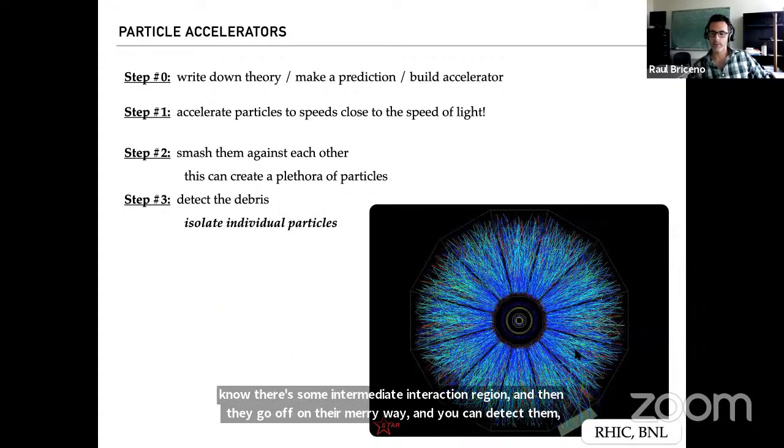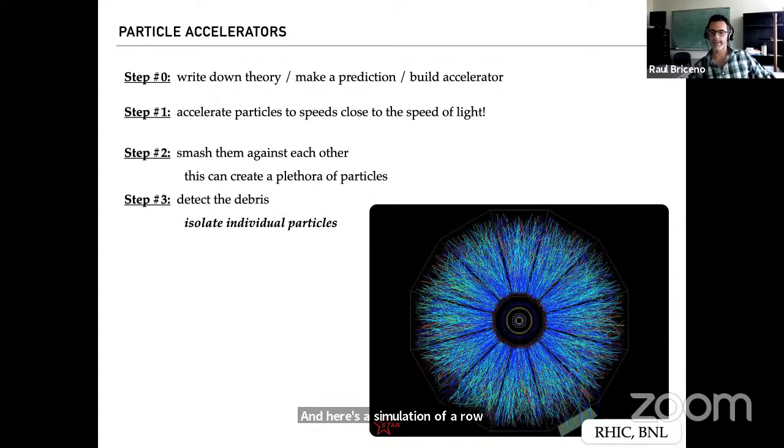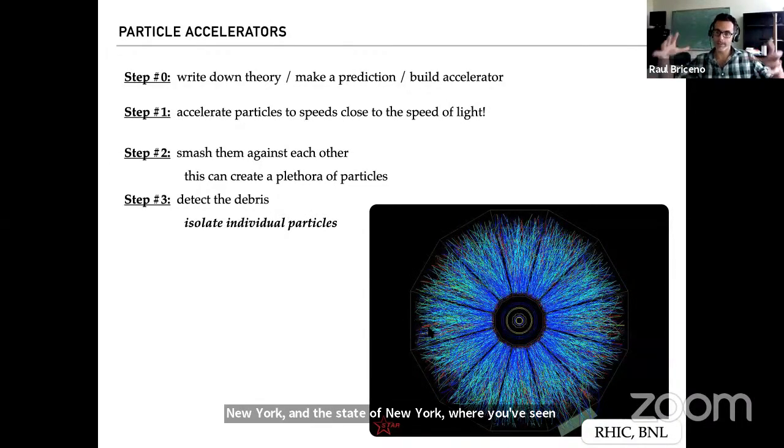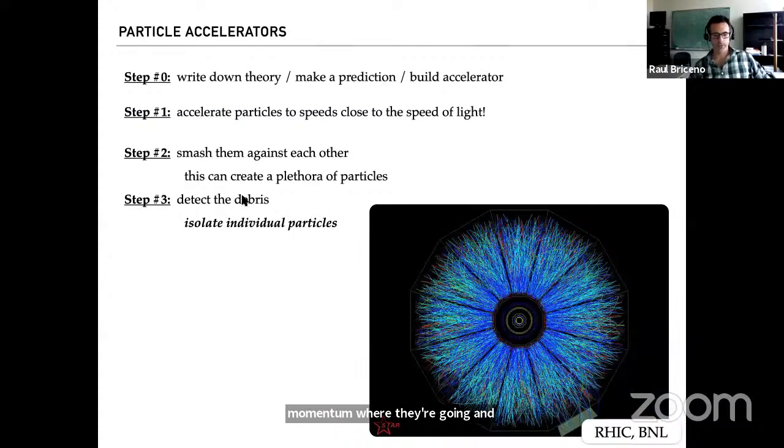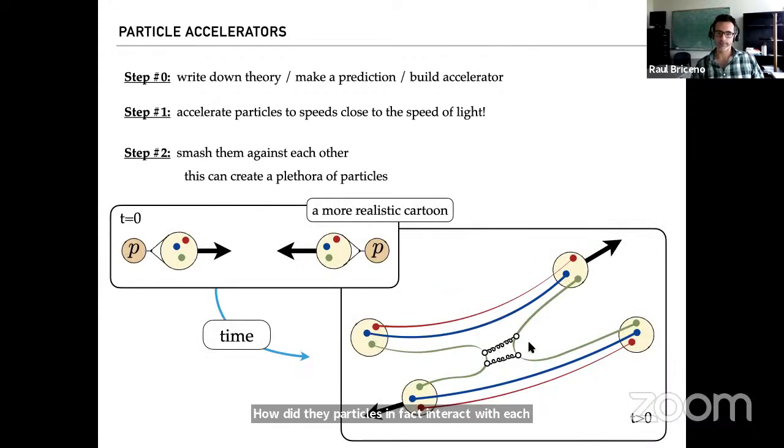Here's a simulation of a reaction that took place at RHIC, at Brookhaven National Lab in the state of New York, where each of these little tracks corresponds to a subatomic particle that is being detected. So step number 2, smash. Step number 3, detect this debris of particles and isolate all the particles as well as their energy, momentum, and where they're going. Once you've done all this, you can effectively reconstruct the original instant of the reaction and deduce what happened. How did the particles in fact interact with each other?